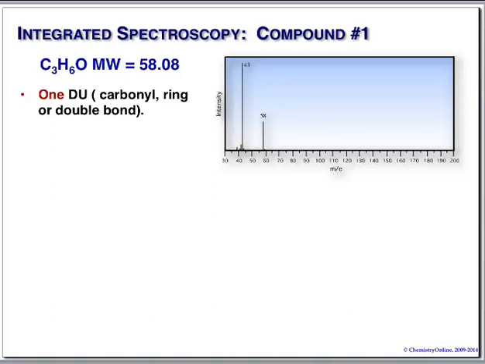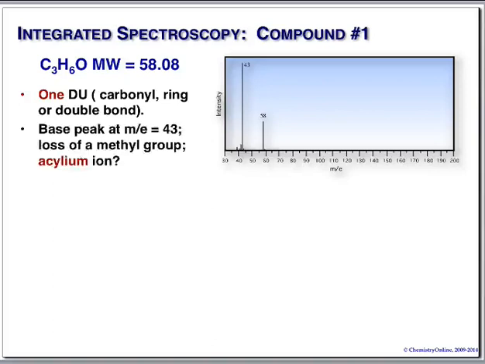Now remember, 43 is a very common fragment. It either represents the acylium ion or an isopropyl or 2-propyl carbocation. They both weigh 43. So we have a nice peak at 43, and this is M minus 15. So this is loss of a methyl group. So what you might say is base peak at 43, loss of a methyl group, could be an acylium ion. Any questions so far?